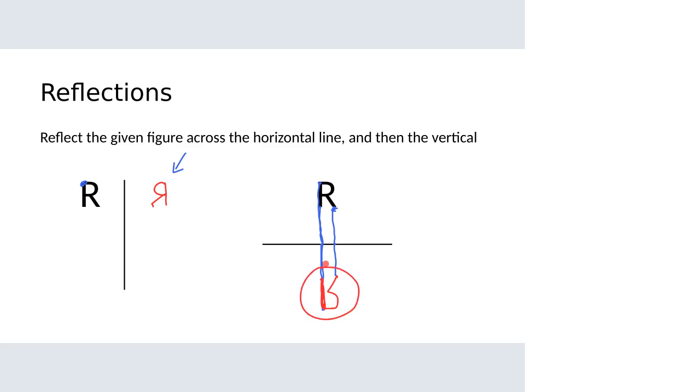Either way, you want to end up with this as your image after we've reflected across that horizontal line. And I can see that I ignored my instructions here that said horizontal first and vertical second. It didn't matter. We just wanted to do both of them.